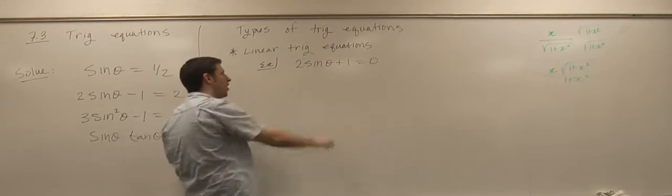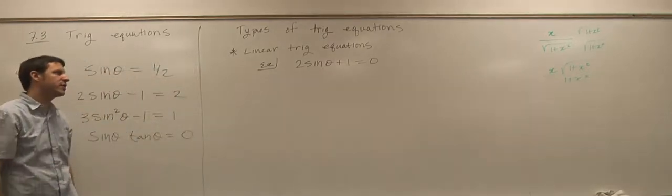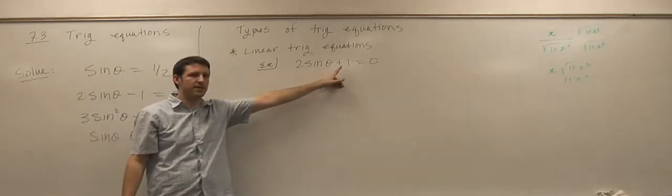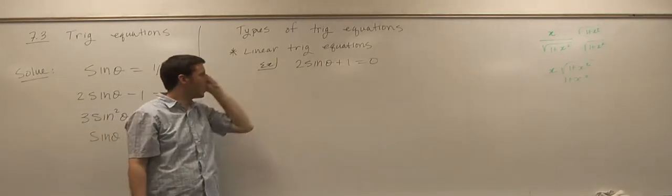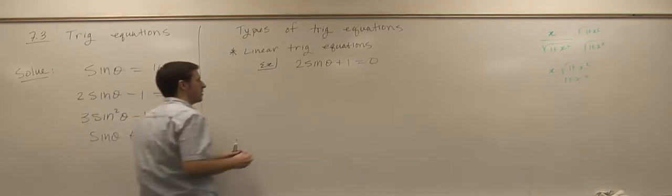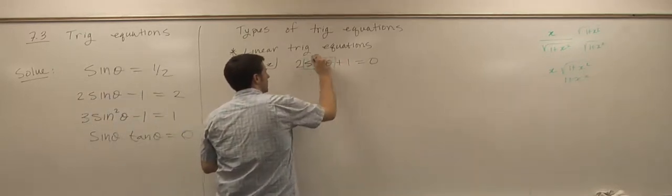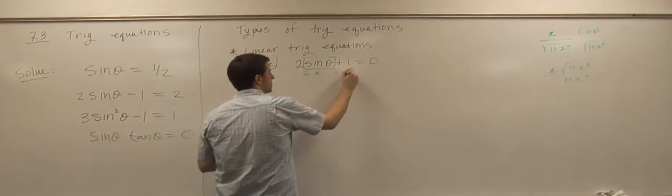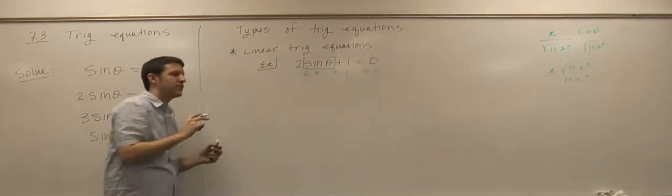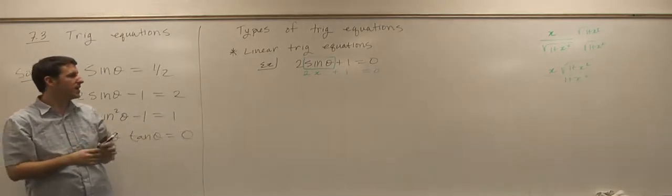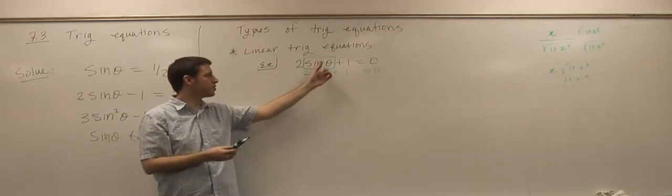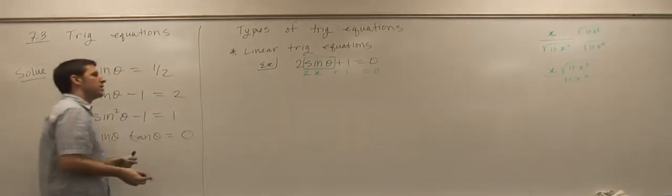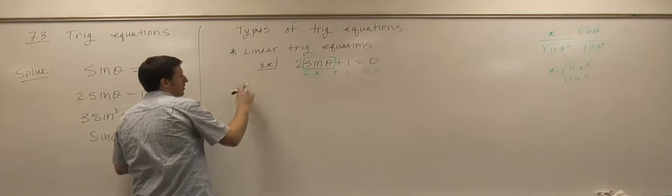The strategy for solving this is going to be to isolate the trig function just like you would any other equation, right? Like subtract 1, divided by 2. All right, so treat this whole sine theta like a variable. This thing is like x. All right, so this equation is kind of like 2x plus 1 equals 0. You solve for x first, and then once you know what x equals, you can go to your unit circle and figure out what theta equals. So those are linear trig equations.